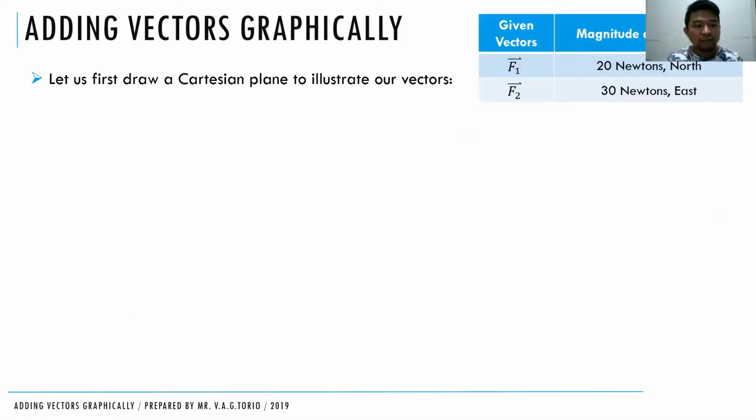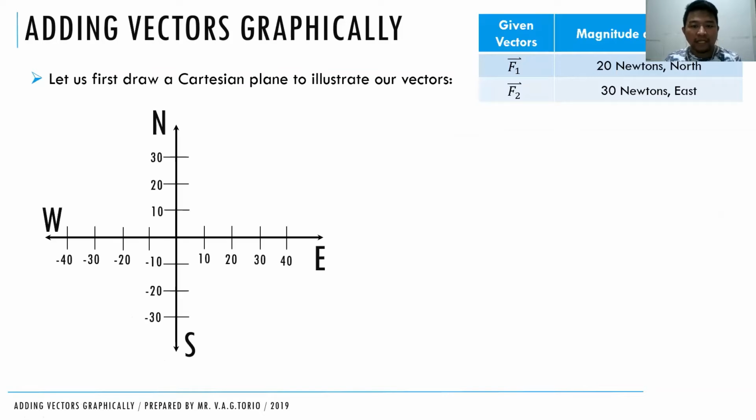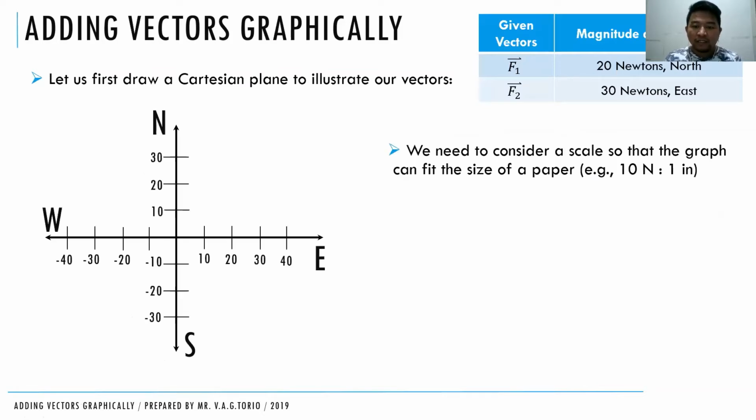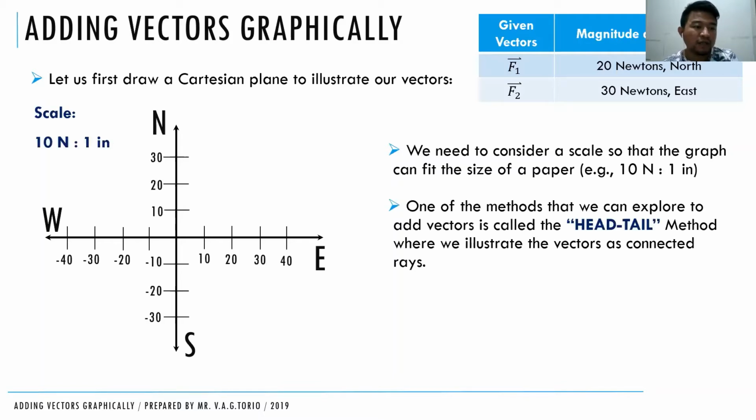So first, let us draw the Cartesian plane to represent our vectors. Say, we can consider a particular scale so that the graph that we are to use will fit a particular size of paper. Example is 10 newtons is to 1 inch. So kung medyo malaki ang measurement, we can have it resized, and that's the purpose of using scale. So say the scale is 10 newtons is to 1 inch.